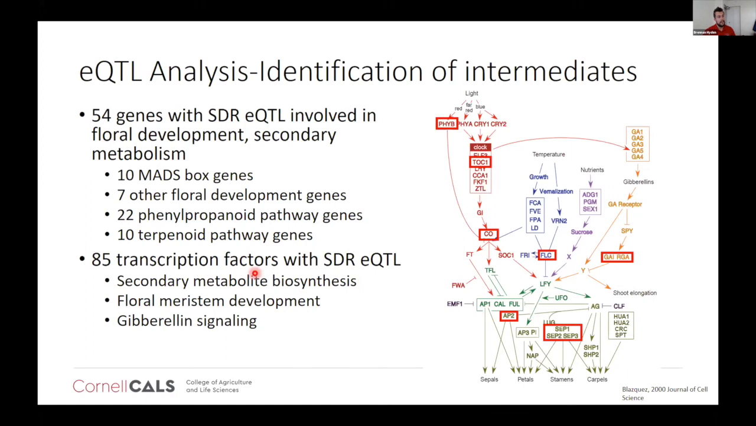They're very strong candidates for being these intermediate genes that could be responsible for this widespread sex dimorphism and differential expression. And so among these, we found multiple transcription factors also involved in secondary metabolite biosynthesis and floral development, as well as gibberellin signaling.